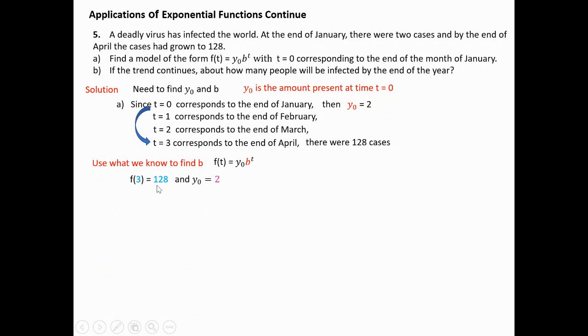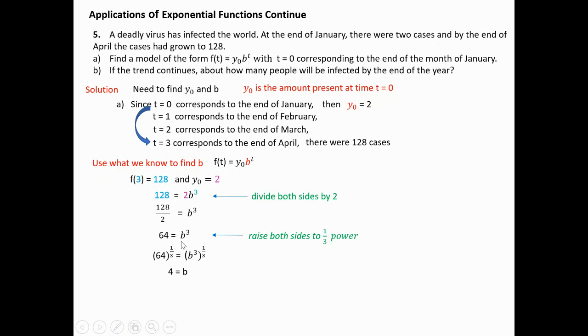To find b, we're going to use 3. f of 3 was 128, and we already found y0, which is 2, the initial cases. So we plug in 128 for f of t, my y0 is 2, and then b to the t, which is 3 months later, so our time will be 3. Then we divide both sides by 2. This will give us 64 equals b cubed. Then we raise b cubed to the 1/3 power, on both sides.